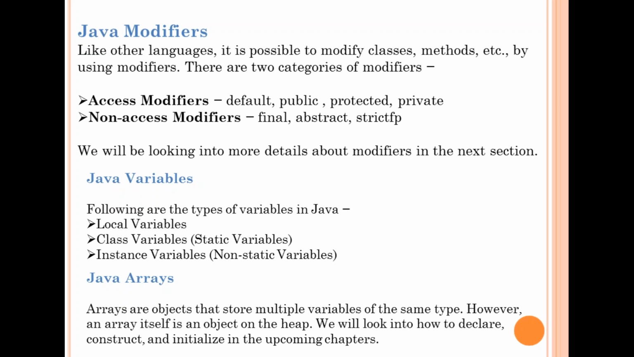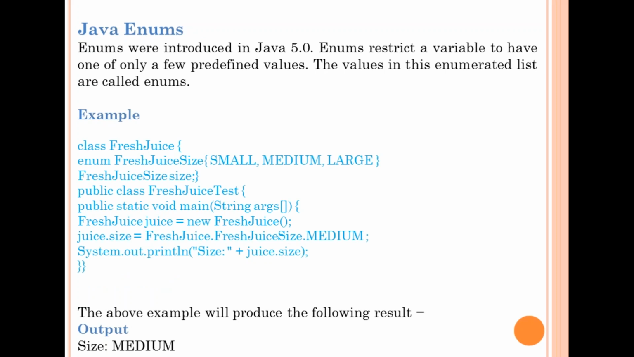Java enums. Enums were introduced in Java 5.0. Enums restrict a variable to have one of only a few predefined values. The values in this enumerated list are called enums. With the use of enums, it is possible to reduce the number of bugs in your code.